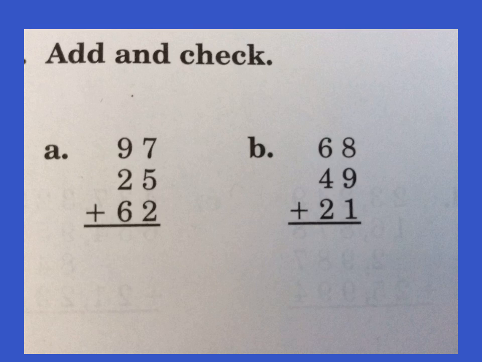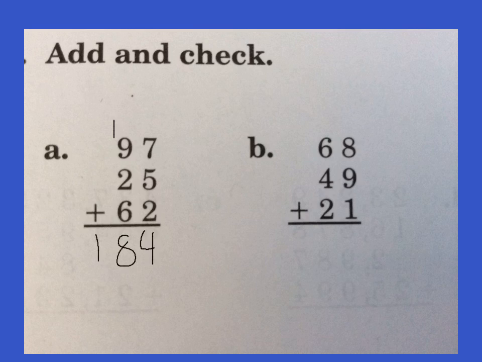Okay, we're looking at number 2 now, and number 2 tells us not only to add the numbers, but to check it. And so we'll talk about how to do that. I'm going to go down and add up these numbers. 7 plus 5 is 12, plus 2 more would be 14. So I put a 4, and I carry the 1. 1 plus 9 is 10, plus 2 more would be 12, plus 6 more would be 18. So we get 184 for our answer.